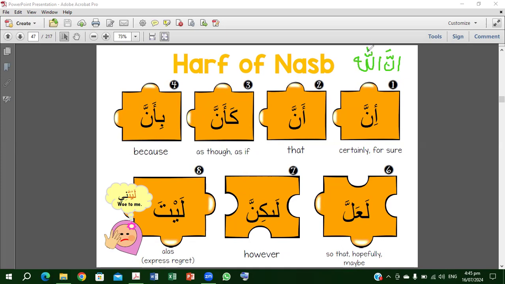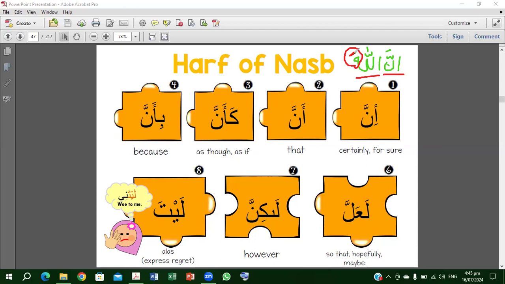So when we are looking at the status, do you remember we look at the last haraka, the haraka on the last letter. Okay. So this is the last letter. So this haraka we will see. Inna is a harf, and this is a noun after it. This is an ism. Noun means ism. So this inna is giving this fatha to this noun. That's why it is called the harf of nasab.